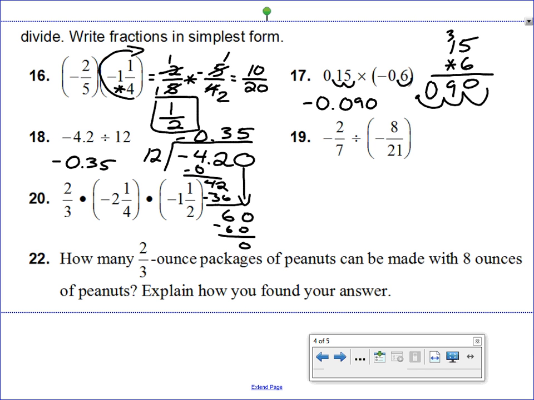Next one. Negative divided by a negative. I know my answer has to be positive, the signs are the same. Most of us are multiplying by reciprocals every time, right? Okay. Now, we could make this 42 out of 56, but then we have to simplify. Or we can simplify before. See the common factors of 7 in both of these? See the common factor of 2 here. We should get an answer of 3 over 4. Okay?